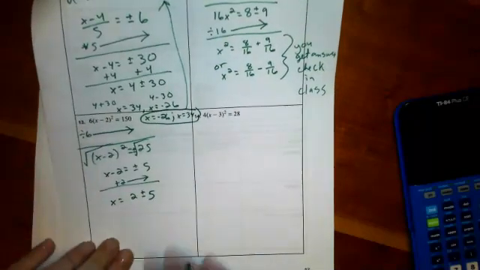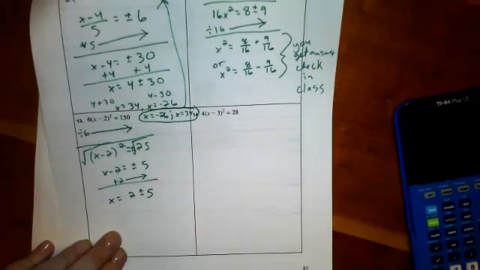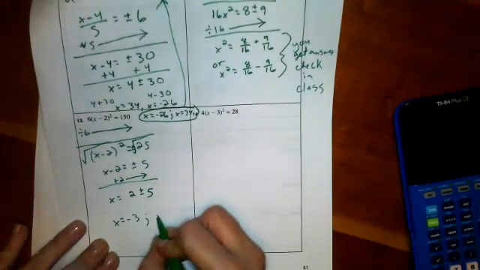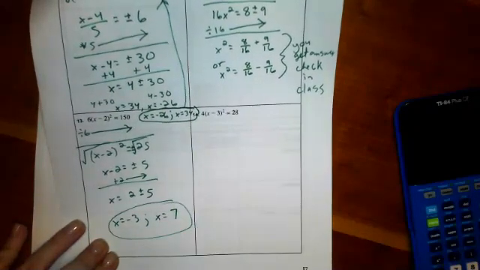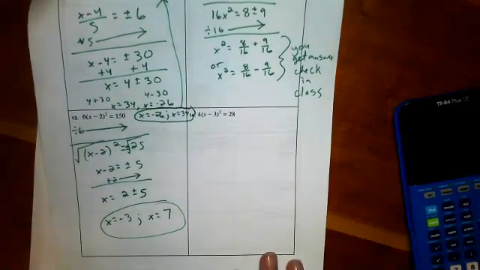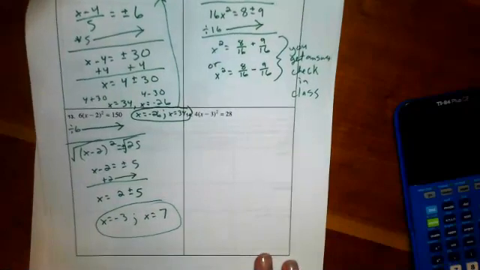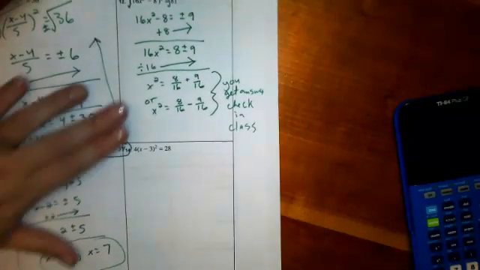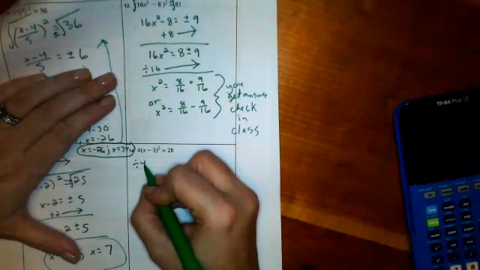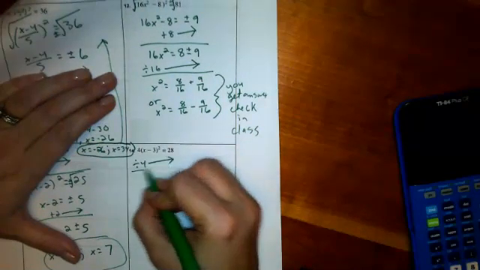2 plus 5 is 7. 2 minus 5 is negative 3. So I get x equals negative 3. X equals 7. That was a pretty easy one. Okay, we're in the home stretch. We're almost done. Okay, if you look at this one, number 14, we are going to divide by 4.